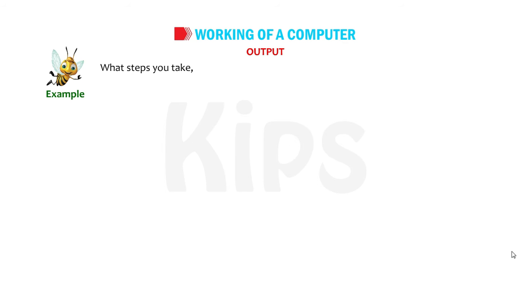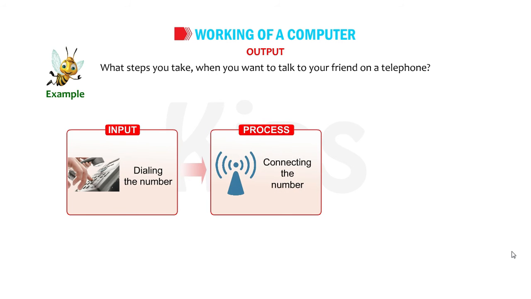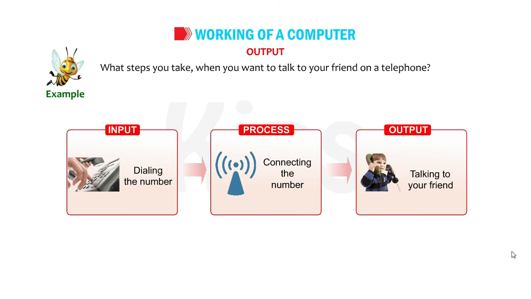What steps do you take when you want to talk to your friend on a telephone? Input. Dialing the number. Process. Connecting the number. Output. Talking to your friend.